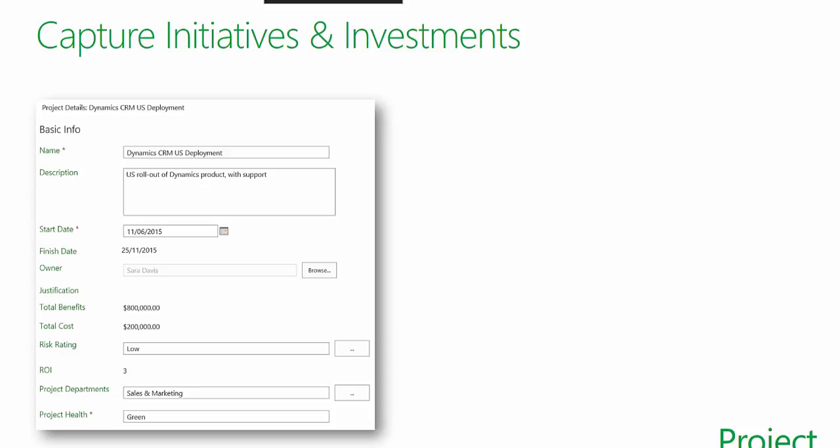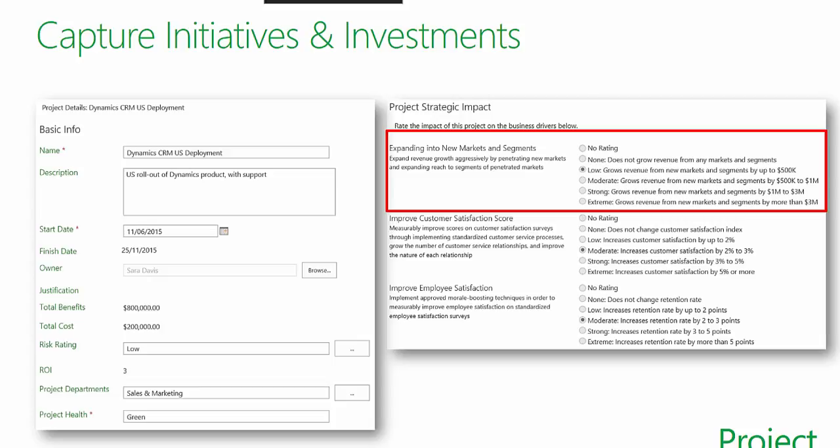Here we've got a basic form. We're filling in things like benefits and cost, where we align the project to the strategic impacts or imperatives of the organization, or objectives if you want to think of it that way. So here we've got expansion into new markets and segments. My project on the left supports it in a low way, so it's going to help grow revenue from new markets and segments by up to $500,000. So again, this is fully configurable. You can define what the impact statements are and what the rating values are as well.